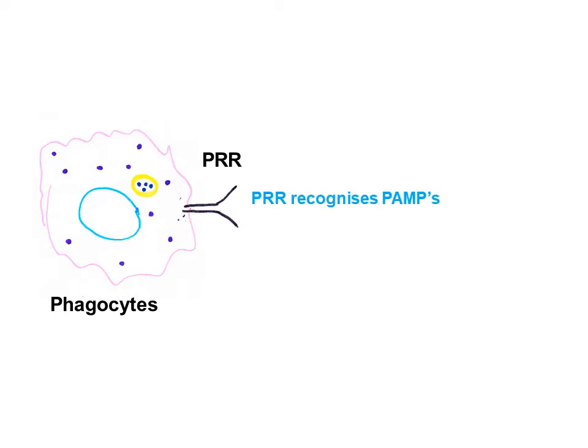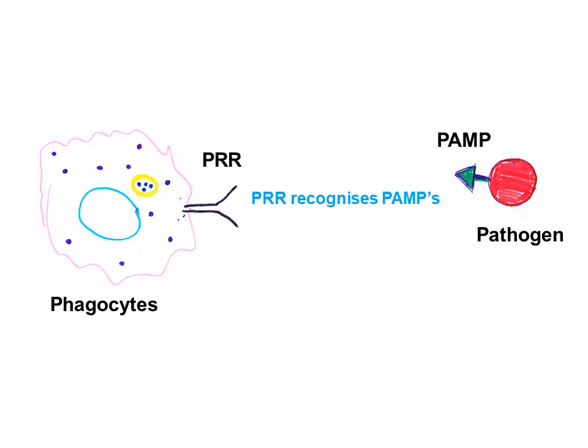Activation also enables phagocytes to produce PRR on their plasma membrane. What is the full form of PRR? Pattern recognition receptors. These PRRs will recognize and bind or attach to the pathogen's PAMPs. PAMP full form is pathogen associated molecular patterns.